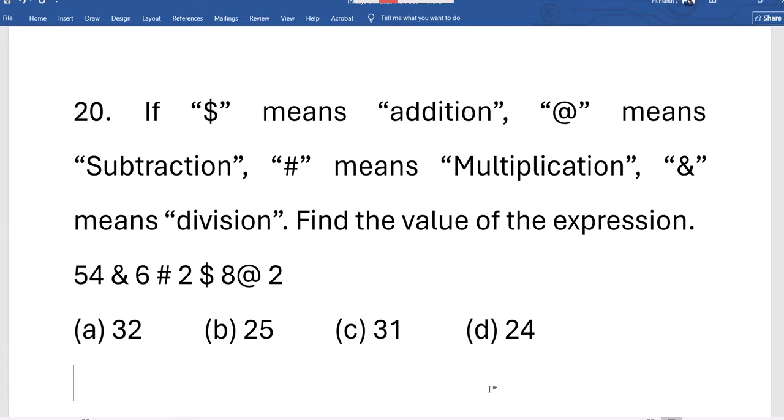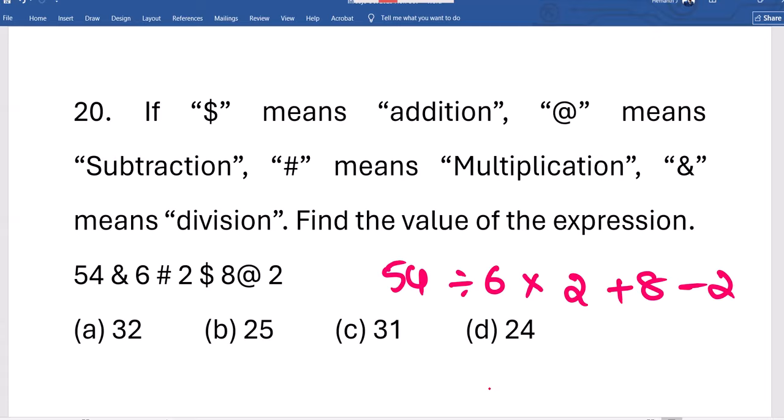Is the answer 24? Here directly you have division, then we have multiplication, then we have addition, then subtraction. So we have 54 divided by 6, 9, 9 into 18, 18 plus 8, 26 minus 2, which is nothing but 24.